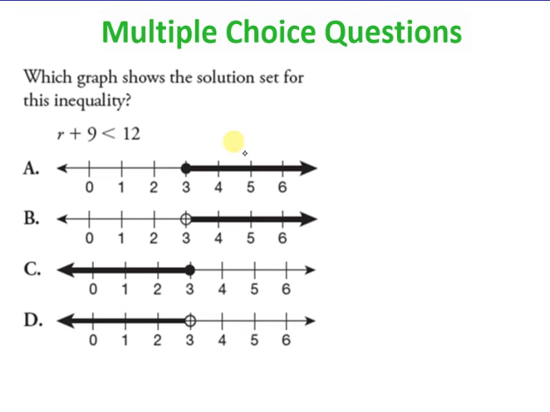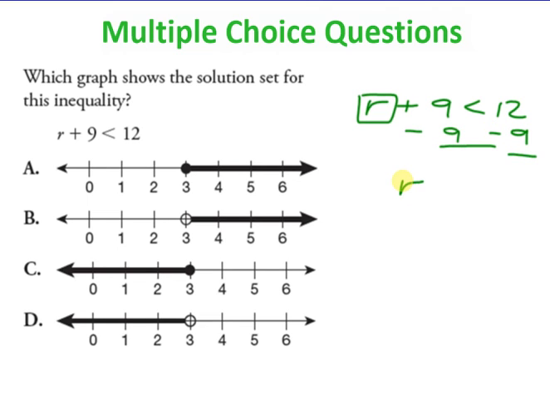All right, last one. Which graph shows the solution for this inequality? Well, we're going to have to go ahead and solve it. So let's box our variable. Minus 9, minus 9, bring down my r, these guys cancel, bring down my symbol. 12 minus 9 is 3. So our solution is r is less than 3.